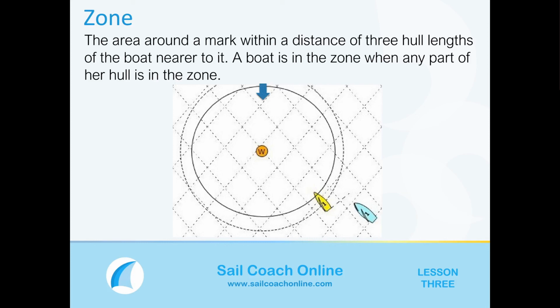The last definition we're going to look at today is that of a zone. And this is the area around a mark within a distance of 3 hull lengths of the boat nearer to it. A boat is in the zone when any part of her hull is in the zone. So here we have 2 boats, a yellow boat and a blue boat. You'll notice that the blue boat is substantially bigger than the yellow boat, and we have 2 circles around the windward mark. The solid circle, which would be the zone for the yellow boat, and the dotted circle, which would be the zone for the blue boat.